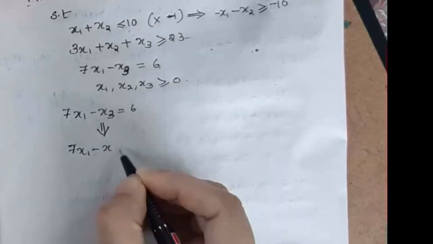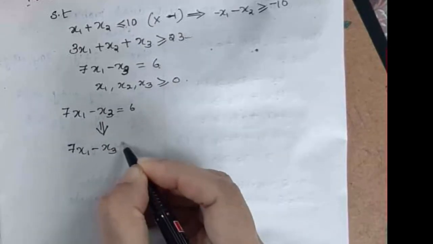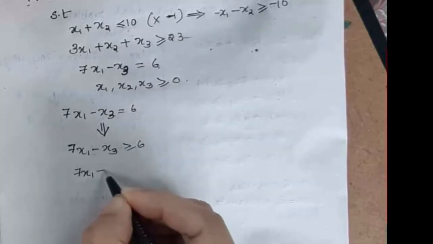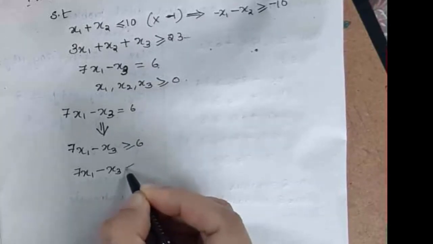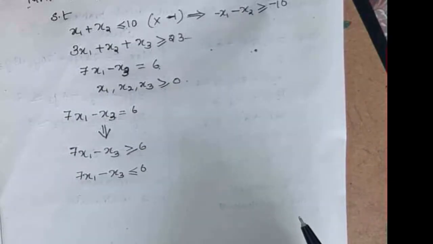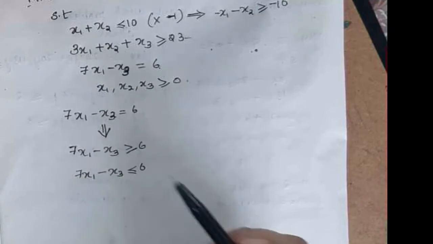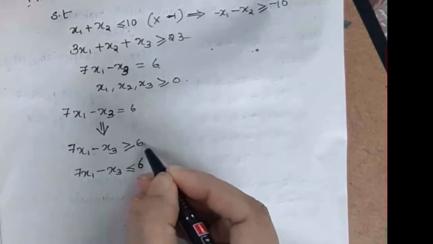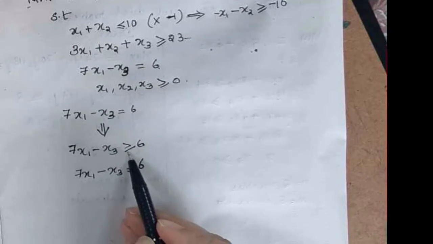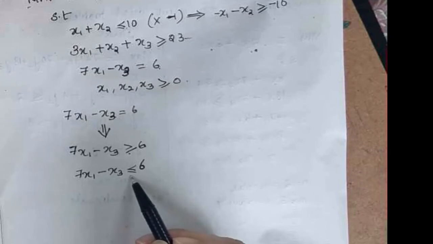Okay, this was x1 minus x3 greater than or equal to 6 and 7x1 minus x3 less than or equal to 6. This is the equivalent of this. So if you write it like this, it will become equal to 6. Okay. Now you use this in the original problem. So in the original problem, this is correct. Now this one we have to change.